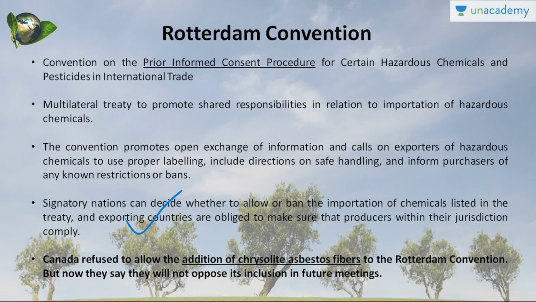On this ground, Canada refused to allow the addition of chrysotile asbestos fibers to the Rotterdam Convention, which ideally it should have because it is very dangerous to human beings. It was because they were trading it and they don't want to lose out on the commercial aspect. But now they say they will not oppose its inclusion in future meetings.